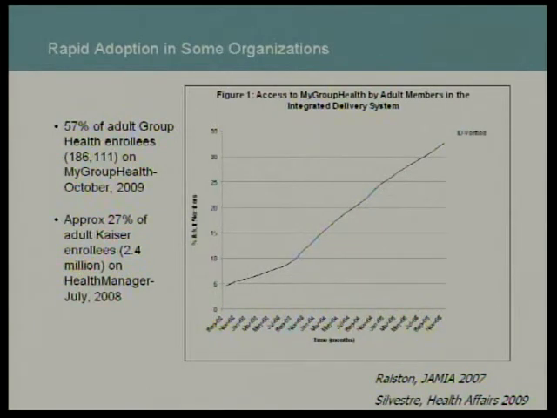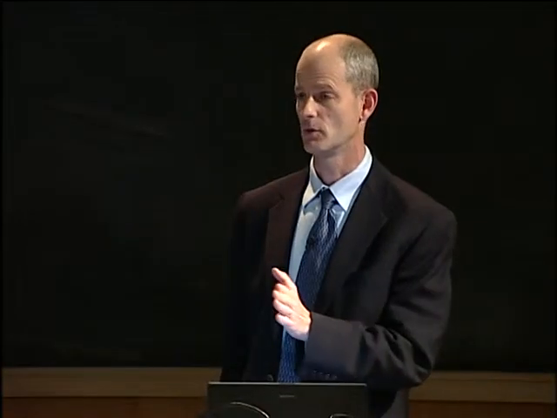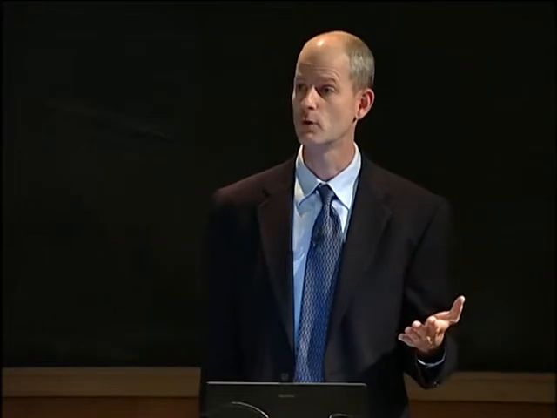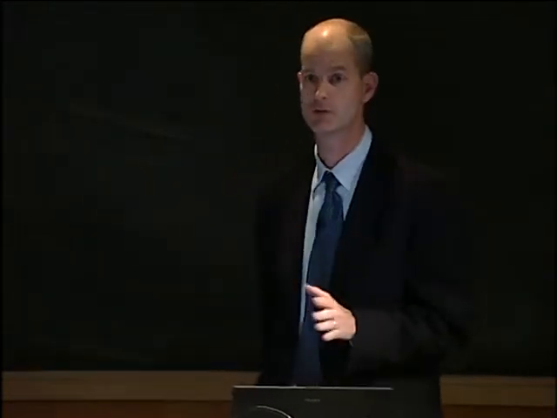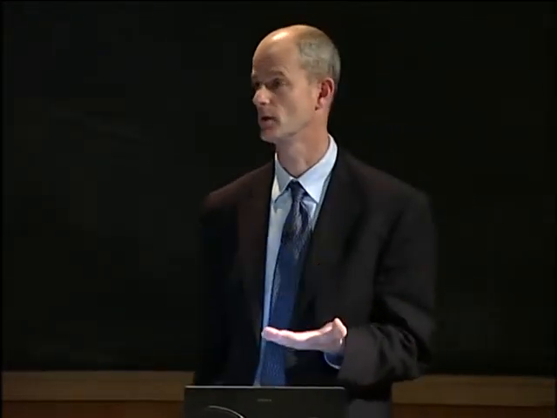As of October 2009, we have 57% of our adult population online able to engage in the secure medical record. Kaiser is now up to 27%. They've had about a 3-year lag behind us, or behind Group Health, in getting this up and going. But their adoption curve is about the same. They have 2.4 million members now across the United States that are accessing the record online and using those services I talked about earlier.